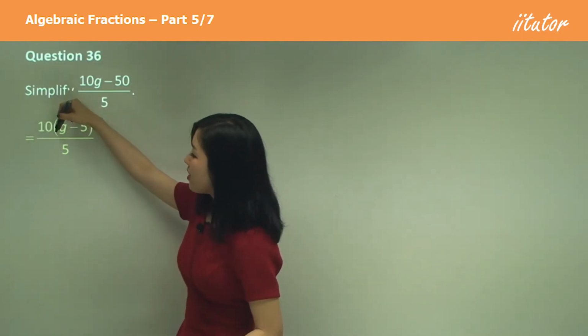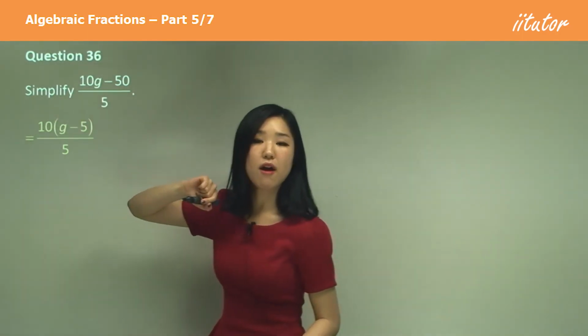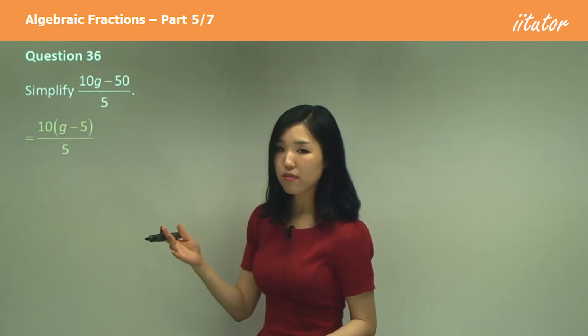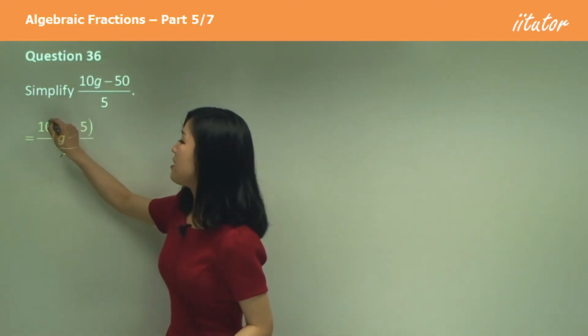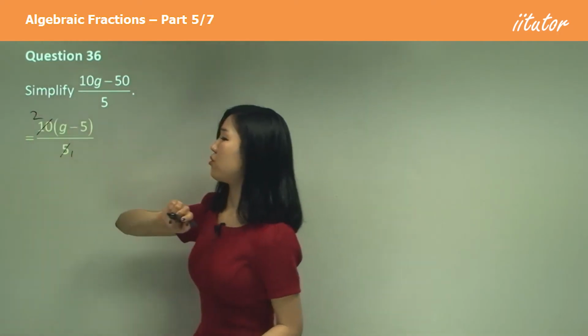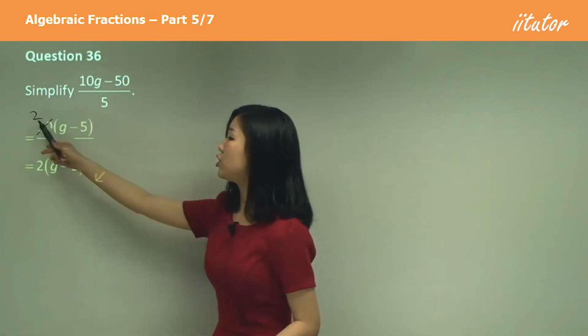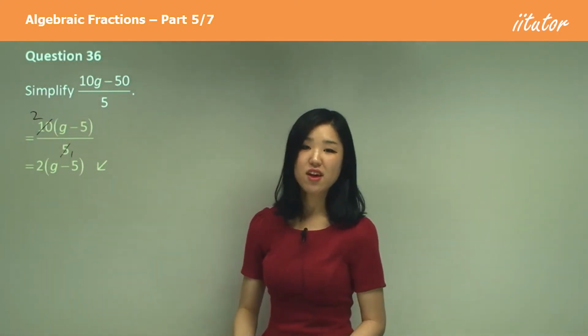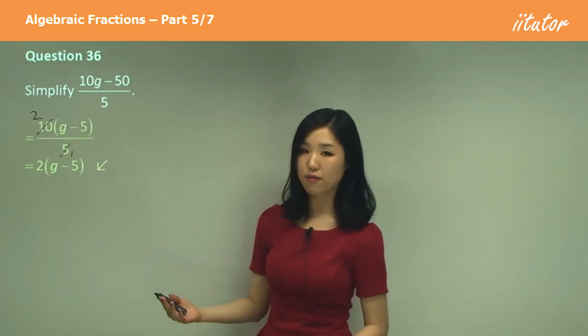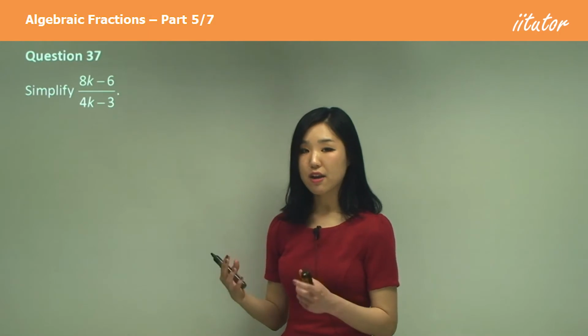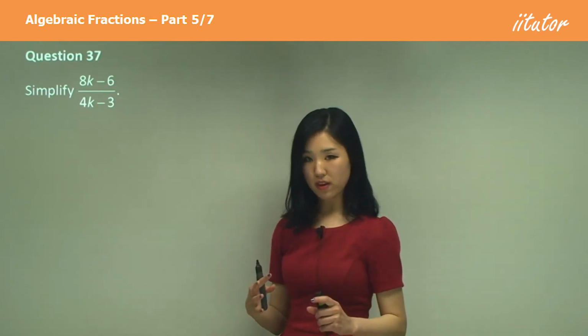So now, 10 and 5, can we cancel those at all? Well, what's the common factor of 10 and 5? 5. So 5 divided by 5 is just 1, and 10 divided by 5 is 2. So we just have 2 times g minus 5 left. And don't worry about expanding that out, just leave it like that. Leave it in factorized form. Find how to factorize top and bottom individually.